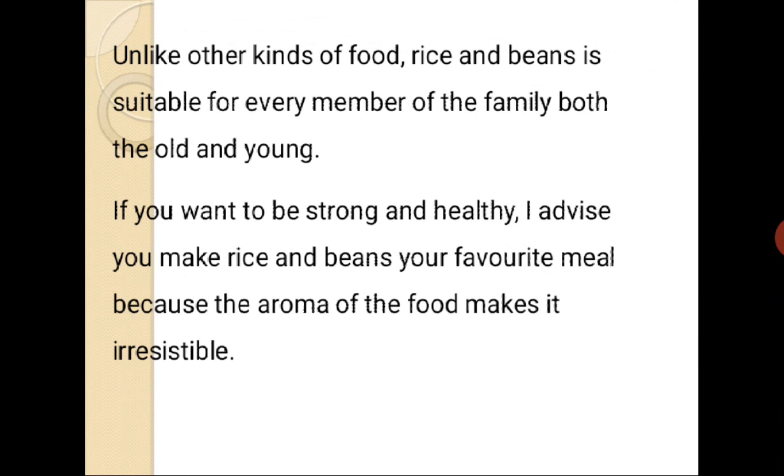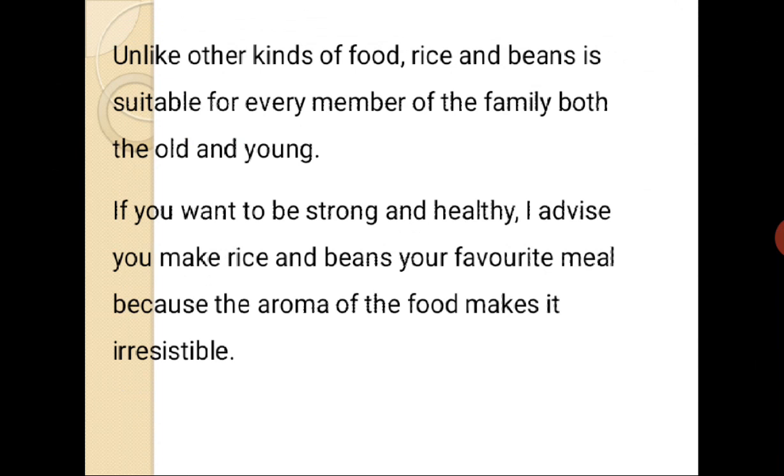The third point again, that is the third reason why the writer likes beans, is also discussed in another paragraph. Unlike other kinds of food, rice and beans is suitable for every member of the family, both the old and young. And then in conclusion, he said, if you want to be strong and healthy, I advise you make rice and beans your favorite meal because the aroma of the food makes it irresistible.